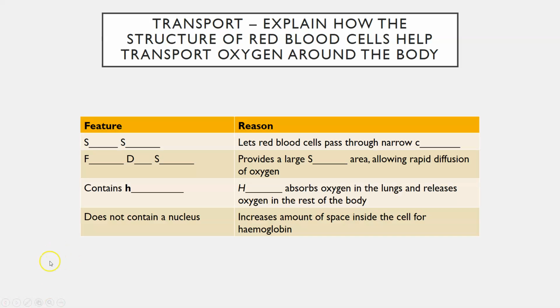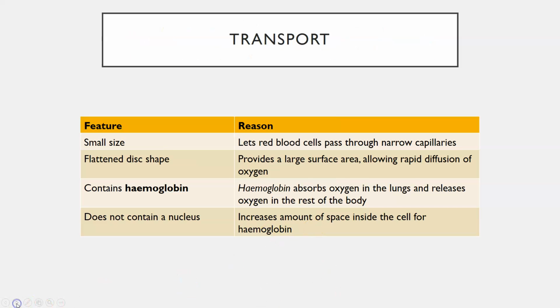So this is the feature of red blood cells, and this is the reason as to why it helps transport oxygen around the body. Give that a go, pause it. Okay, so now I'm going to go through the answers of this. So first of all, they're a small size, so this lets red blood cells pass through narrow capillaries for gaseous exchange to take place.